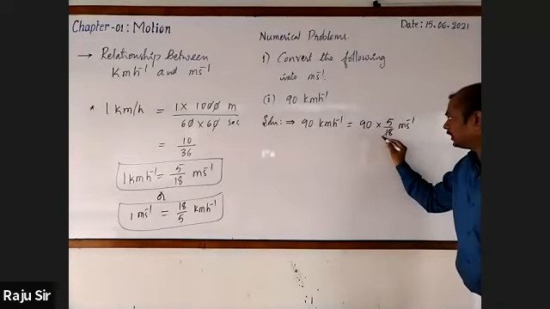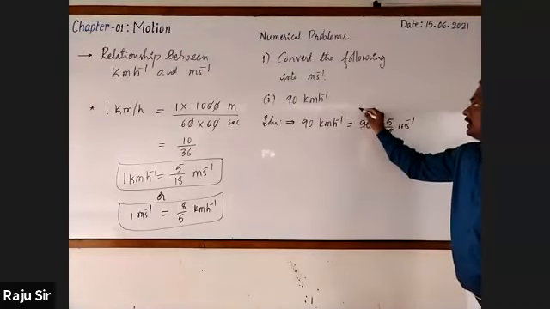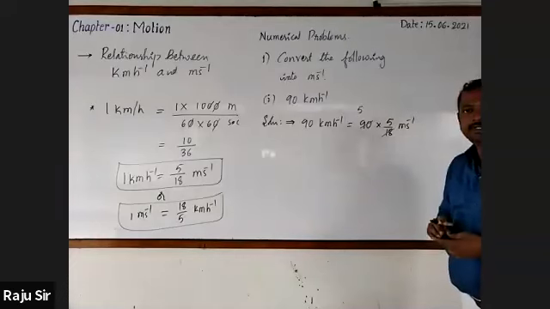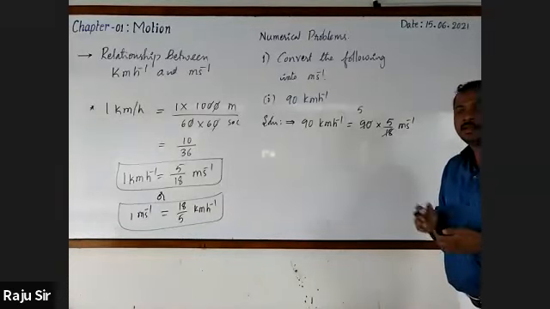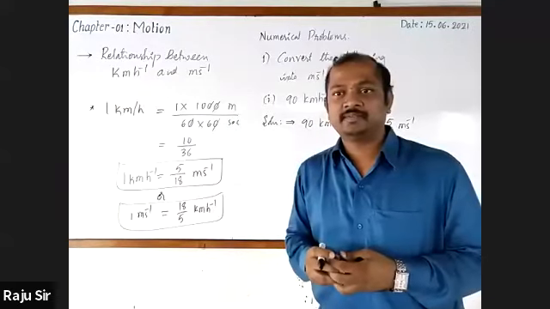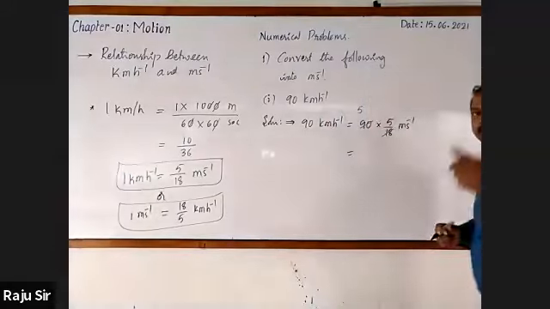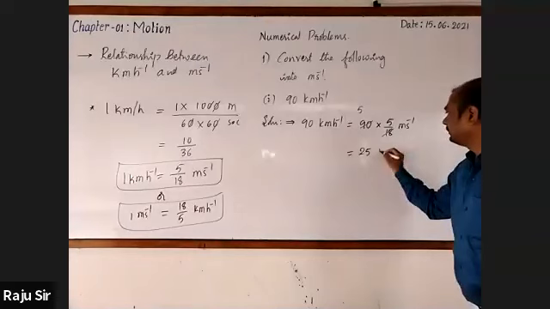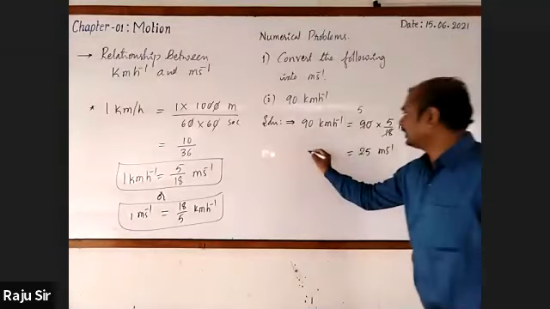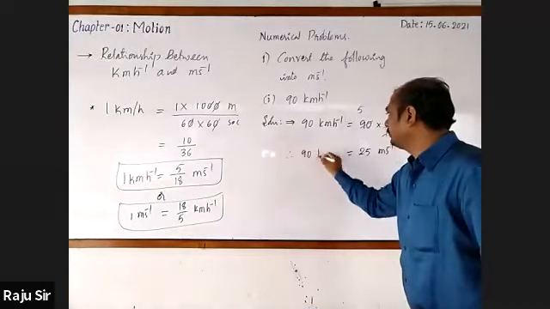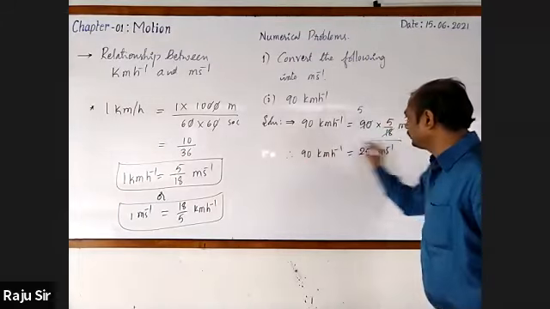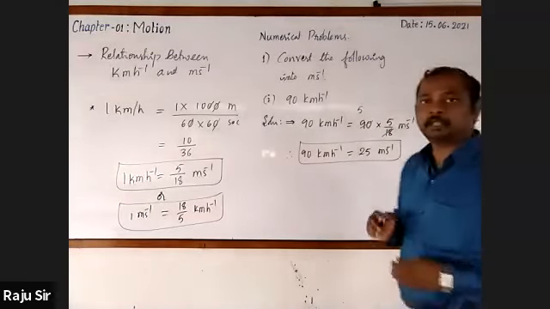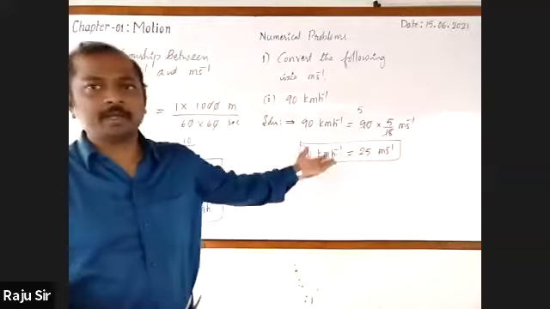Now you can cancel it. 18 divided by 18 is 1, and 5 is up. I want some expression, don't sit like an idol. Good boy, 25 meters per second. So therefore 90 kilometer per hour is equal to 25 meter per second. This is a simple conversion.